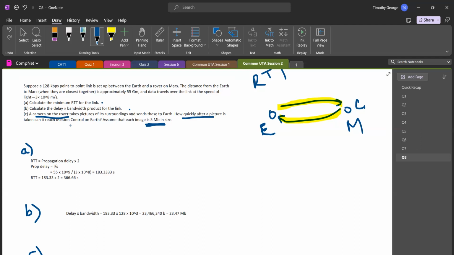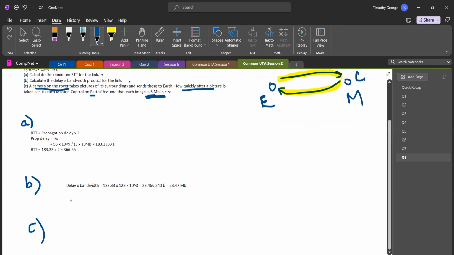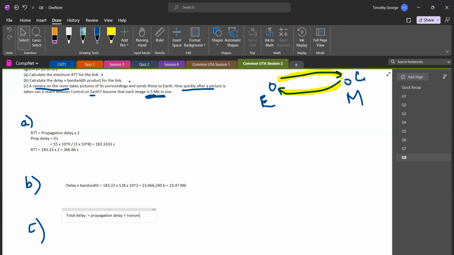How quickly after the picture can it reach Earth? Given this, this is a proper total delay question. In total delay, we calculate propagation delay plus transmission delay. Propagation delay we have calculated in all the previous questions. It is 183.33 from the first part that we calculated.